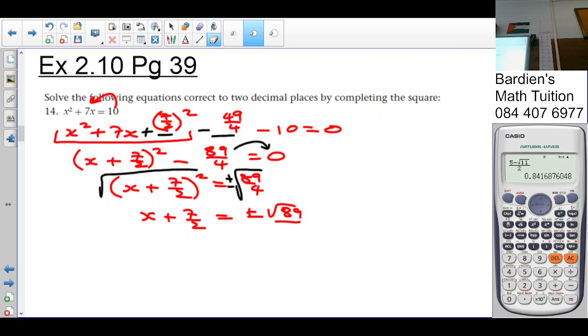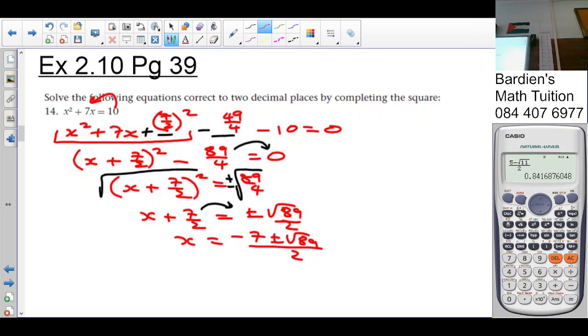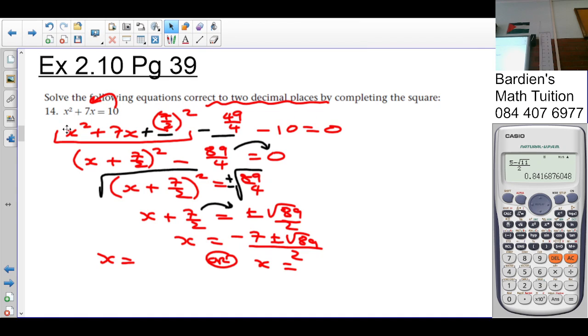Absolutely. Now what? You take the negative 7 over 2 over the equal sign. So x is equal to negative 7 plus minus the square root of 89 over 2. But remember the question is correct to 2 decimal places. So again, I don't work it out on a page or in my head. Plug it in the calculator.